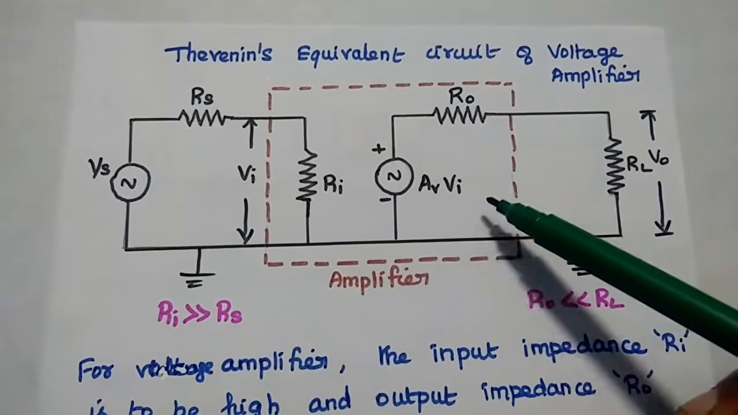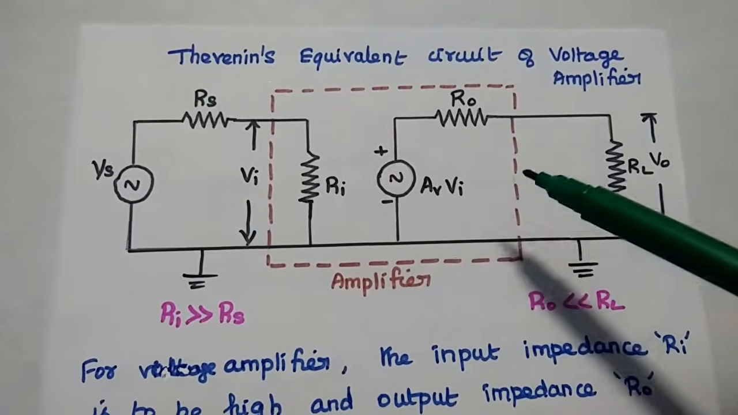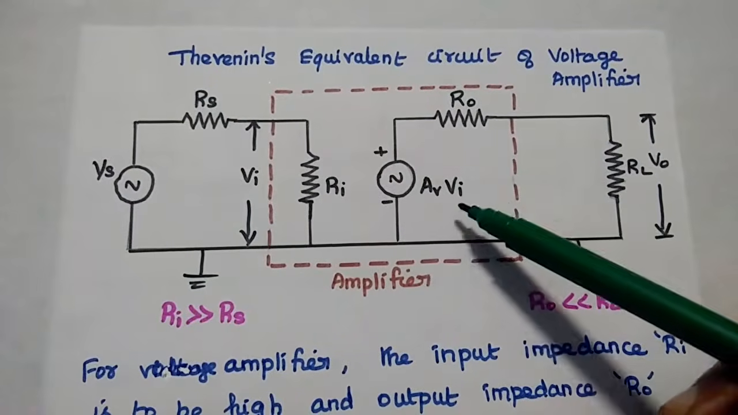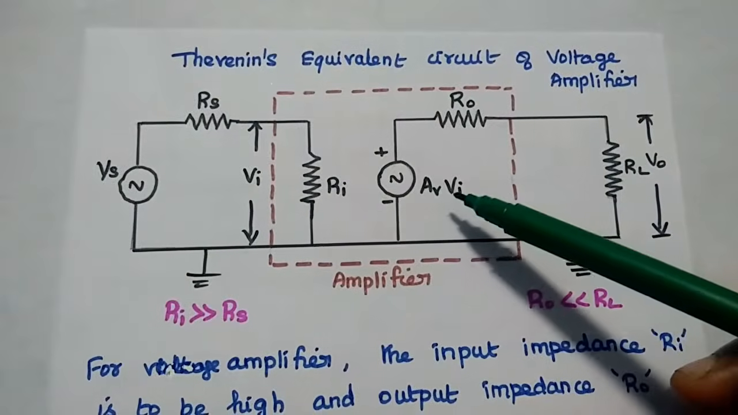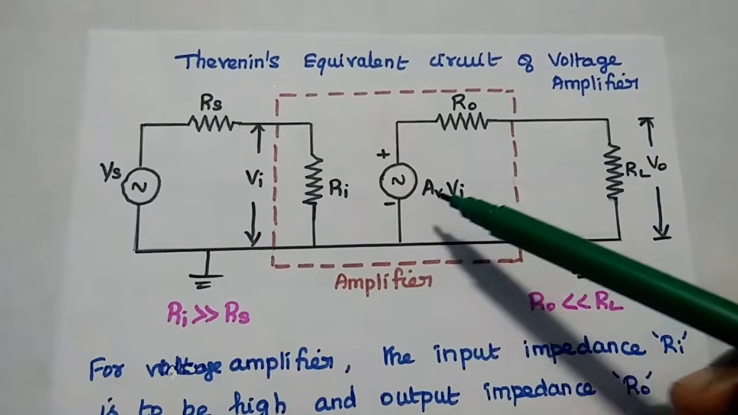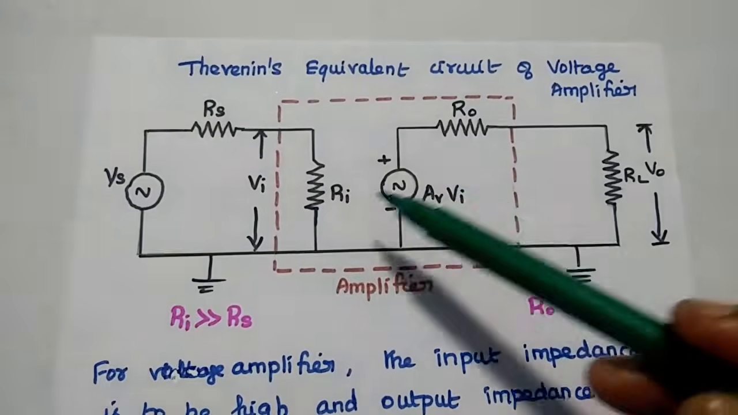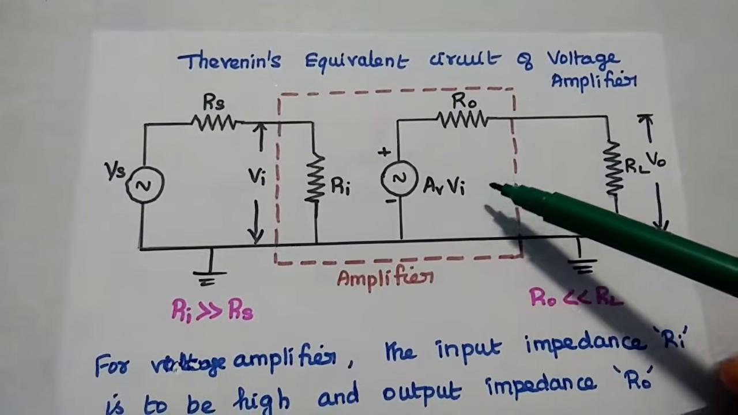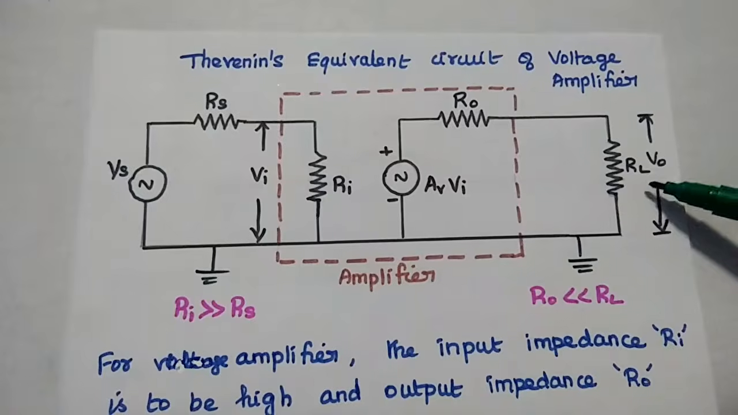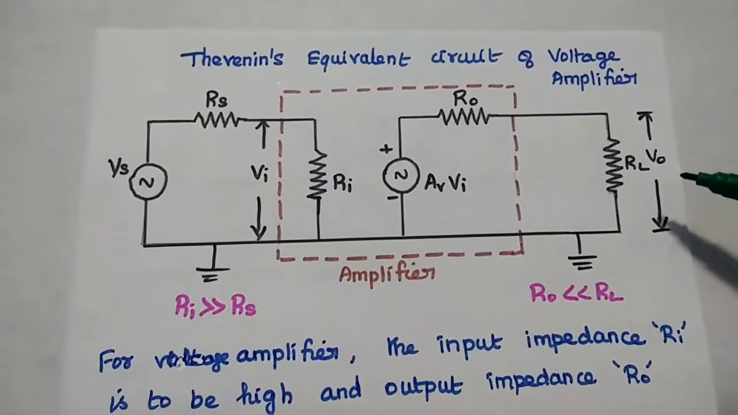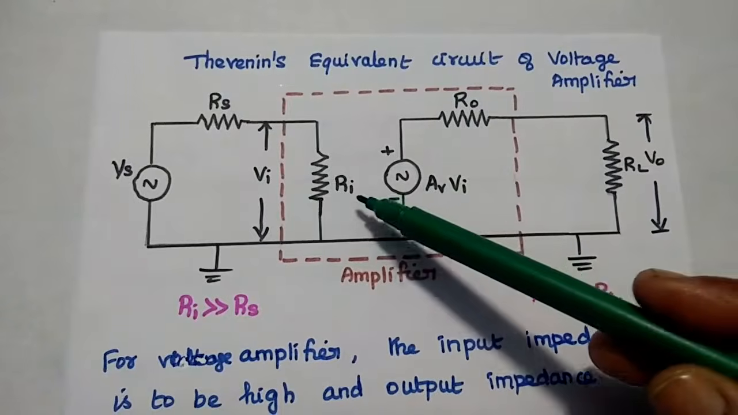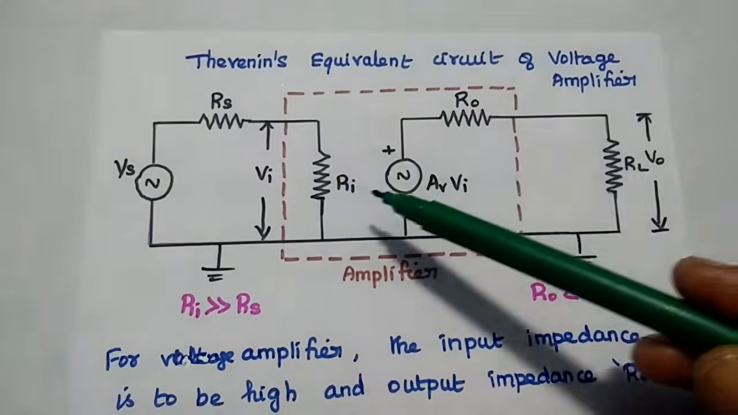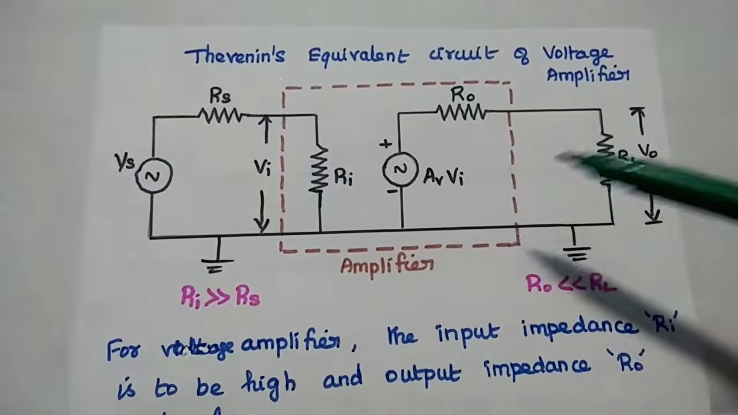Here we are going to get the amplified output voltage signal. Since it is a voltage signal, we can have that voltage source with that gain AV. So the output is AV multiplied with this input signal Vi. Then the load resistance, across that we can get the output signal. So here the amplifier is represented in terms of internal components Ri, Ro, and AV into Vi.